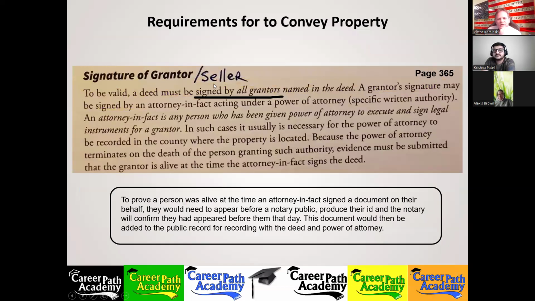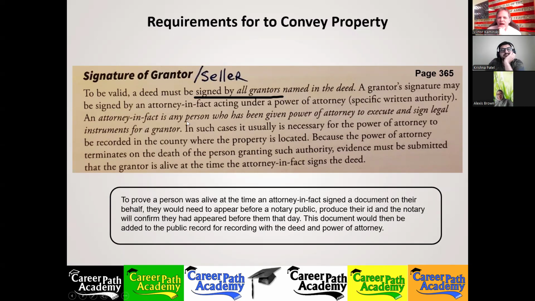So the signature of the grantor, the seller, must be signed by all the grantors, all the sellers. This is pretty interesting, because what if you gave somebody a power of attorney to sign the documents on your behalf at the closing? How does that work? Well, to be valid, a deed must be signed by all the grantors named in the deed. The grantor's signature may be signed by an attorney in fact, acting under a power of attorney.